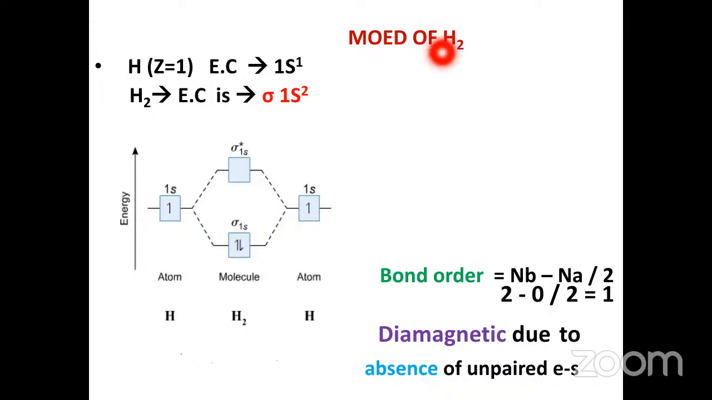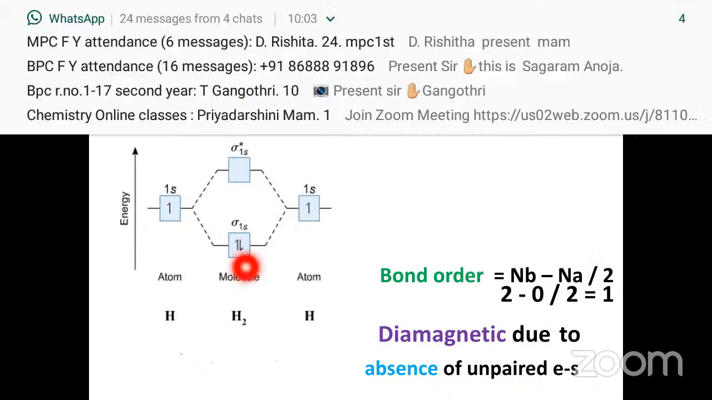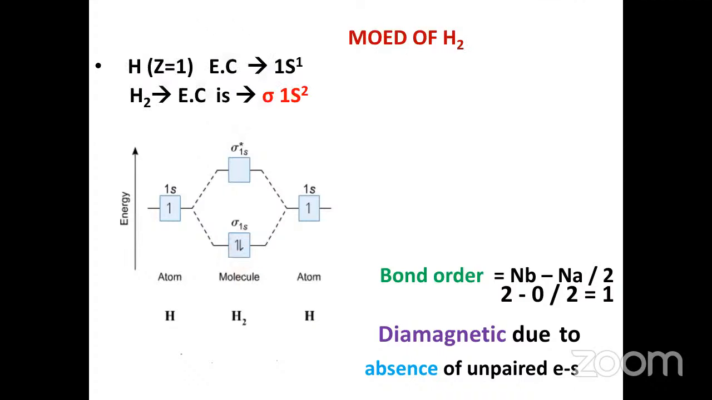And this MO theory is also used to calculate the bond order and to determine the diamagnetic nature. Bond order is equal to Nb minus Na, divided by 2. Nb is the number of electrons in bonding molecular orbitals, and Na is the number of electrons in anti-bonding molecular orbitals.